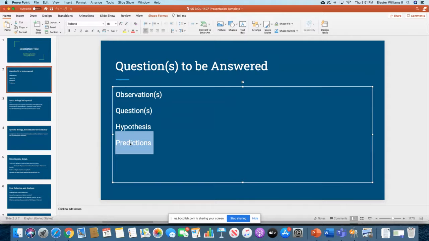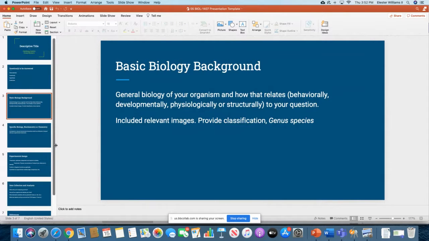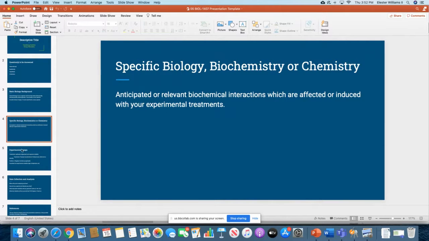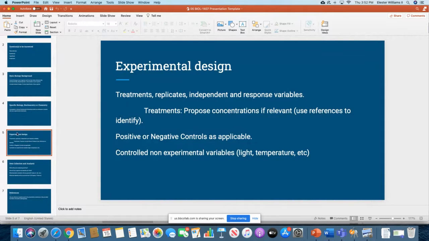And then, of course, what you actually think will happen. And so here you can talk about your null and alternative hypothesis. Your alternative hypothesis for the case of this experiment will be correlated to what you predict will happen. Here you can include background information about your species of interest. And then you can include different interactions, like how the treatment affects the heart rate or something like that.